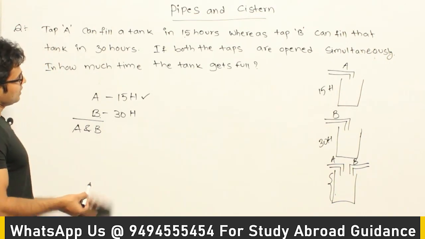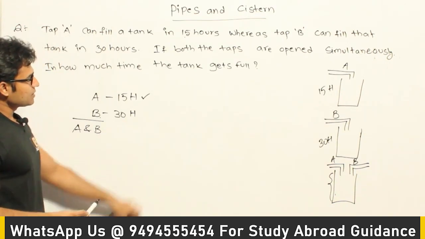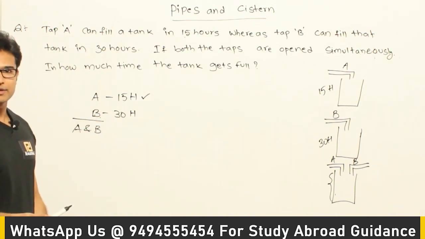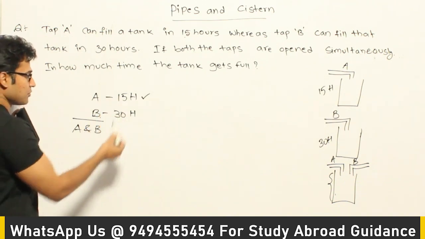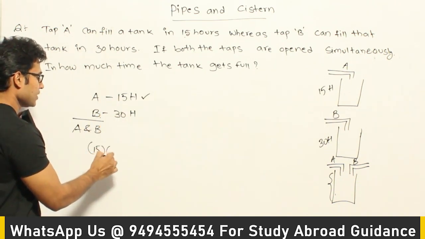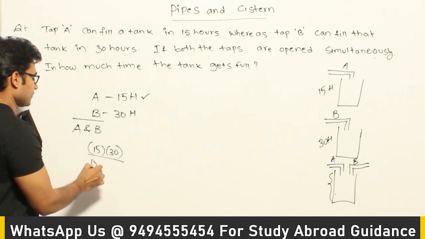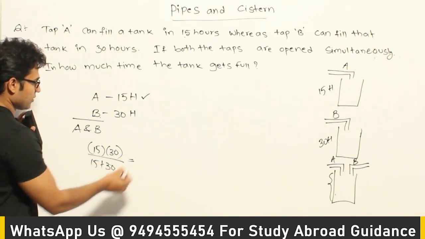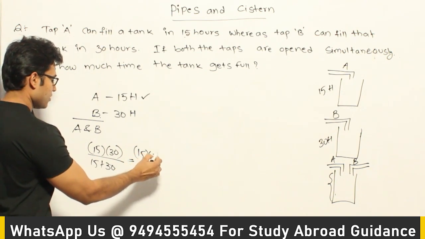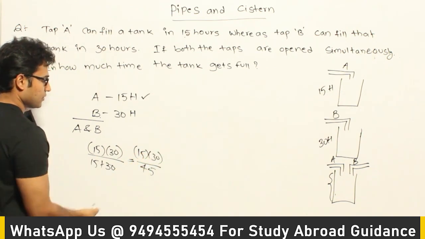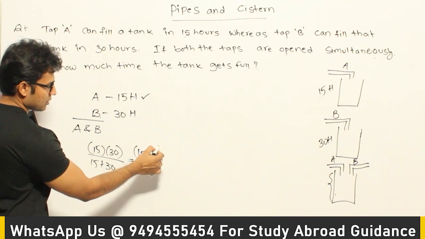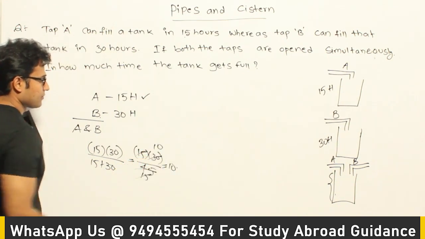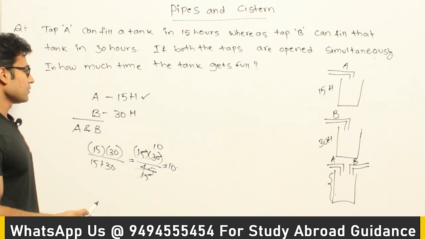So how to solve it? One way is you can apply the same methods which we have applied there, which means product by sum will work here. The total time required for both of them to fill it is 15 into 30 by 15 plus 30. So you are going to get 15 into 30 divided by 45. So 3 tens, 3 15s, so 10 is the answer. Okay, 10 hours is the answer. That way you can do it.